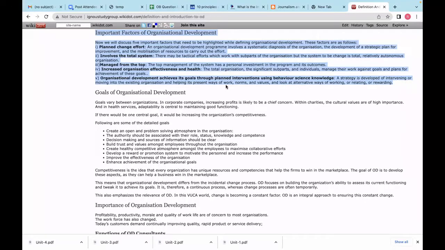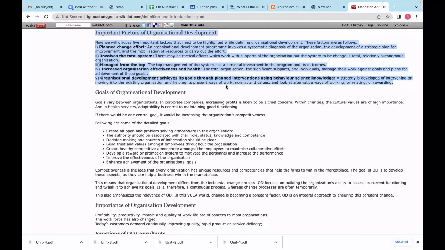Three, this is something which is managed from the top. This is very, very important: it involves the total organization, so how can lower-level managers drive it? It has to be the top management who drives this particular process. Four, this is going to increase the overall effectiveness of the organization in multiple ways. Five, it achieves its goals using planned intervention using behavioral science.